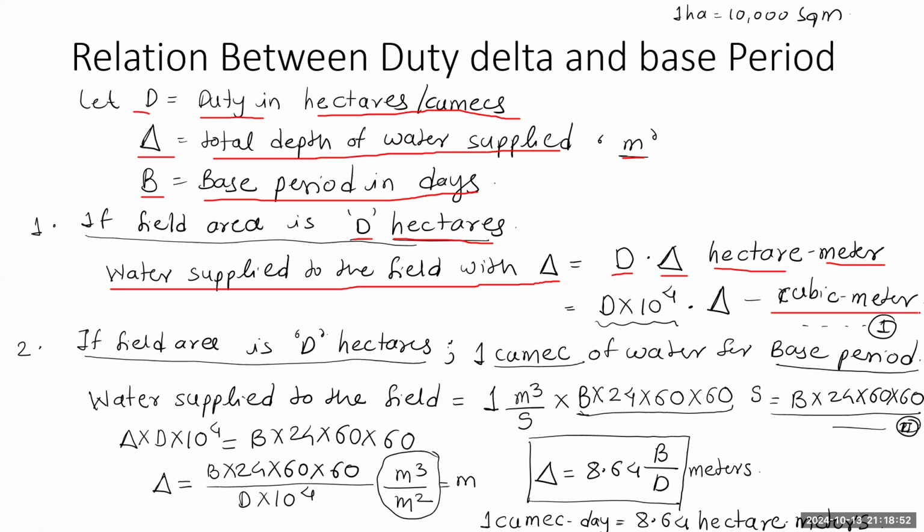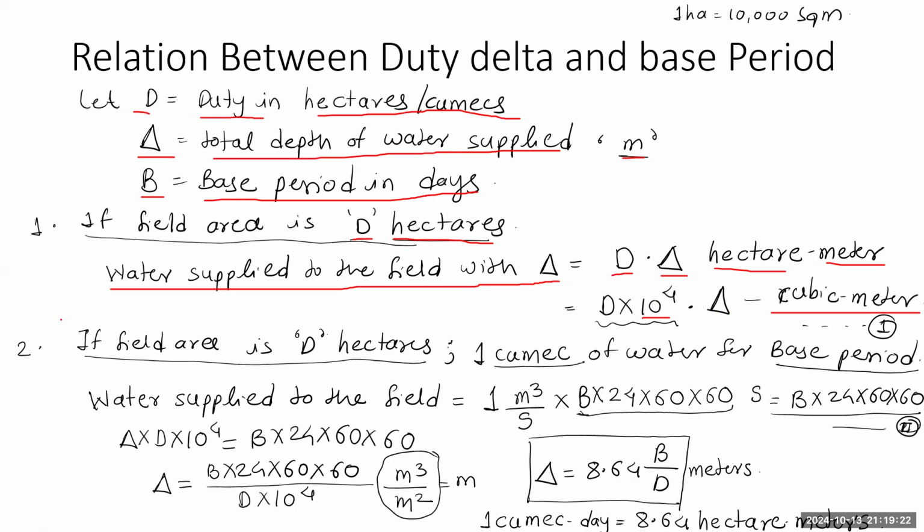Now let us convert this into cubic meters. We know that 1 hectare is equal to 10 raised to 4 square meters. So convert hectares into square meters, and delta is in meters. So D is multiplied with 10 raised to 4, so as to convert D from hectares to square meters. And delta is in meters, so that now the volume of water supplied to the field will be in cubic meters. That is D into 10 raised to 4 into delta.